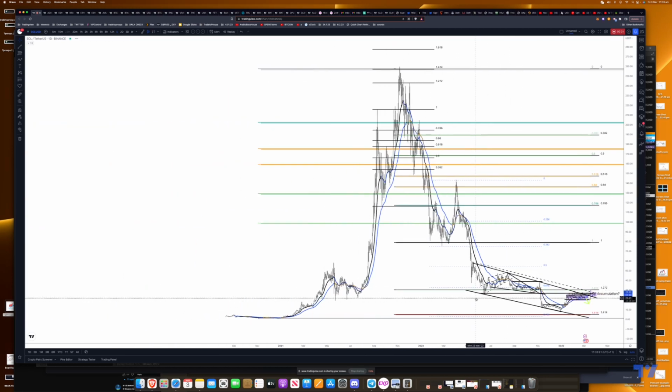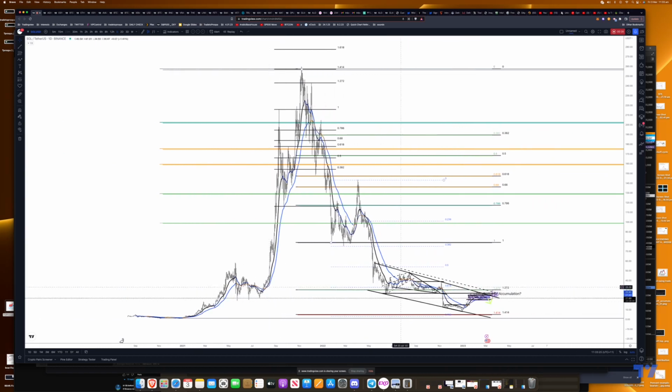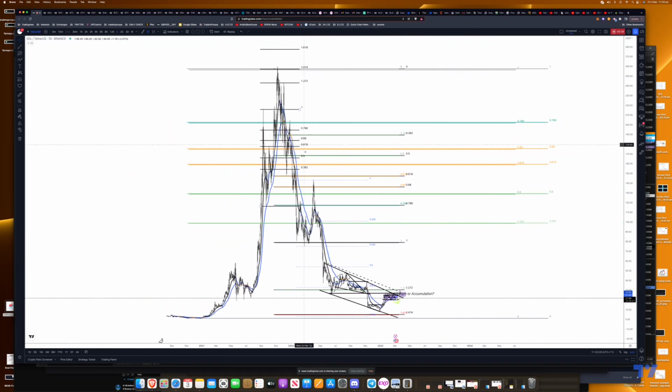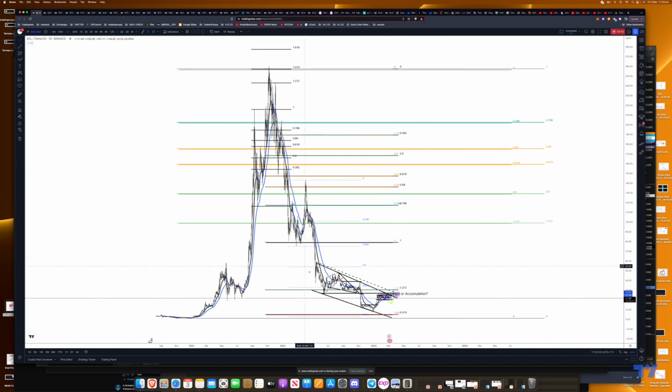If we look at this from a macro perspective, we've outlined our Fibonacci in a number of ways. Do they come into play yet? Not really. They might come into play a bit later on. But you can see how far it's come down to this level here. So it's past this level, so it's pretty bearish. And that would have been a good buy. I would say that would have been the bottom.